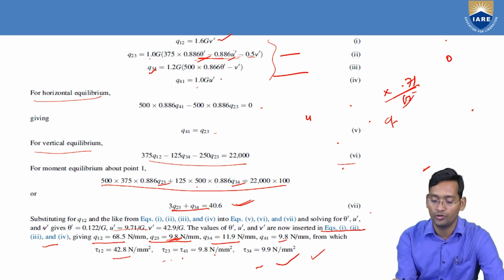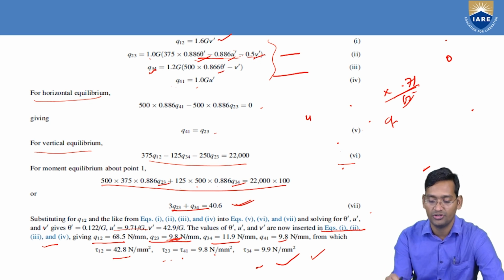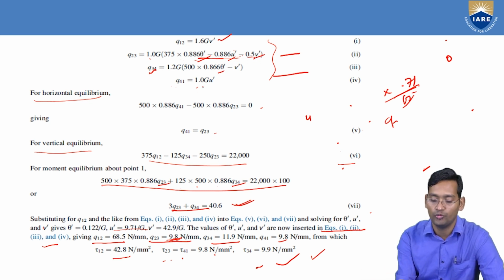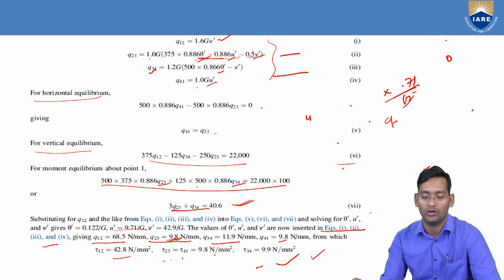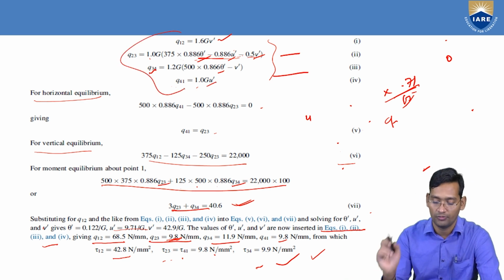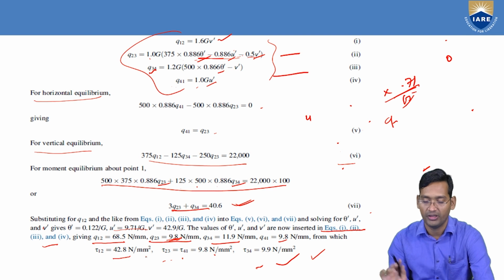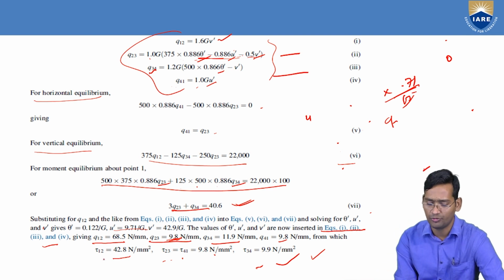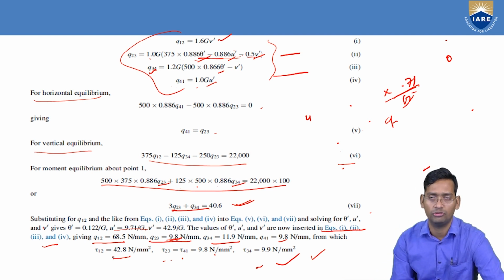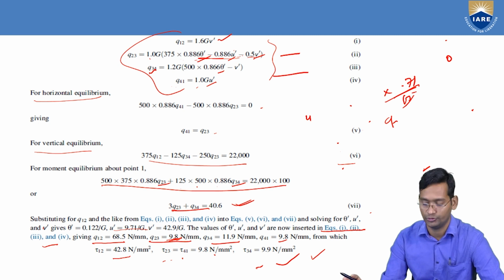Next, for Q34, what you have to do? You have to substitute the theta dash value and v dash value. And for Q41, only u dash is required. So after substituting, you will get all 4 values, and those 4 values are here. In the same way, you can find tau 1 2, tau 2 3 and tau 3 4 also.